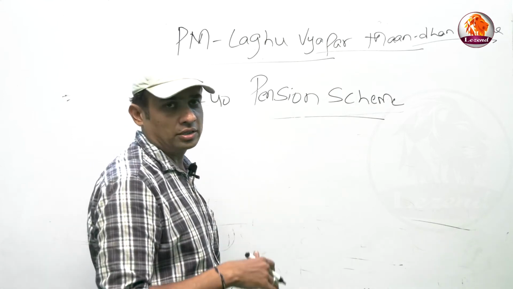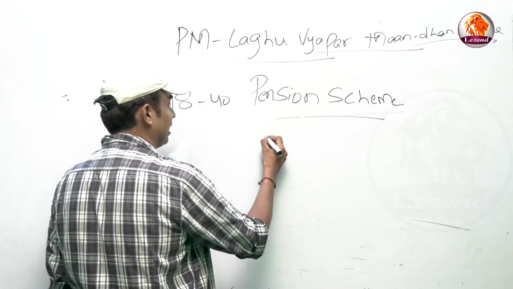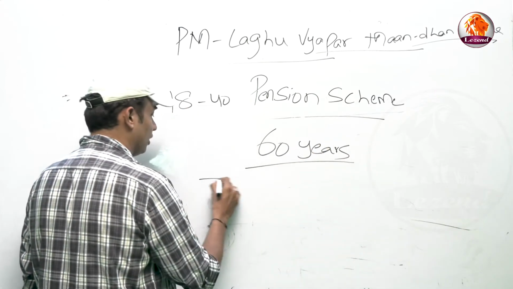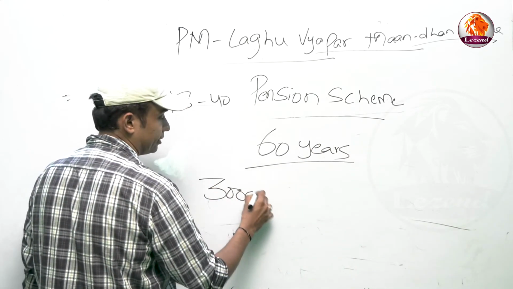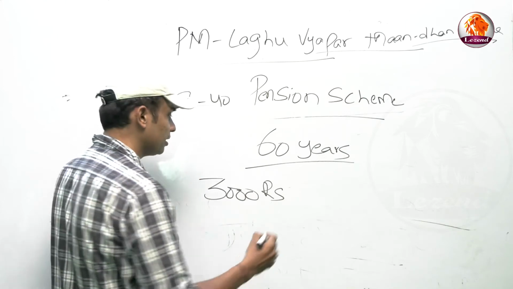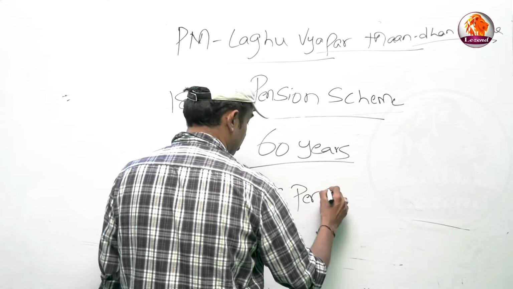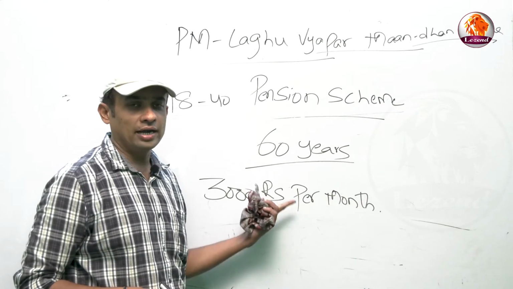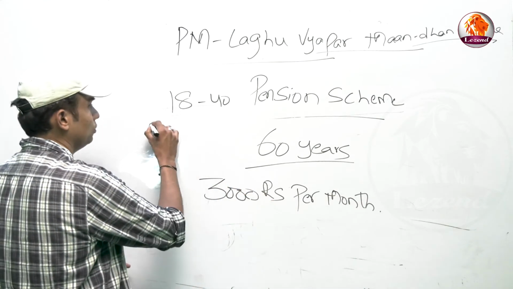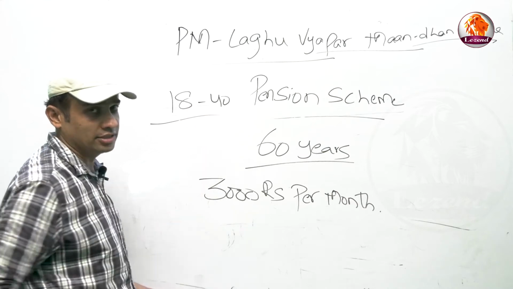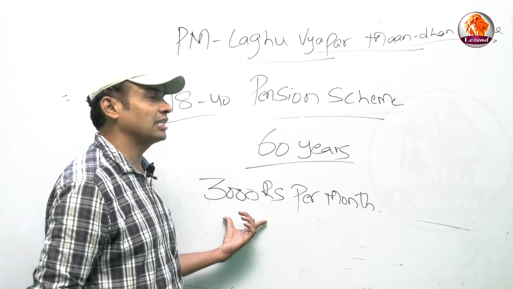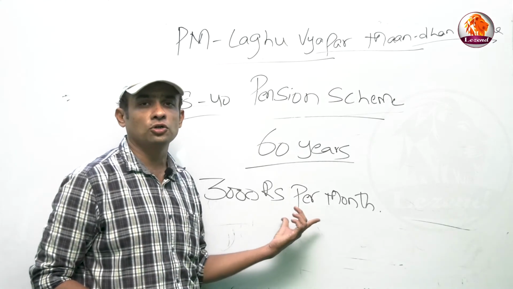So those are the beneficiaries. After attaining an age of 60 years, he shall get an amount of 3,000 rupees per month as a pension. So the beneficiary who is paying in this age group, who has attained 60 years, shall be paid an amount of 3,000 rupees per month.